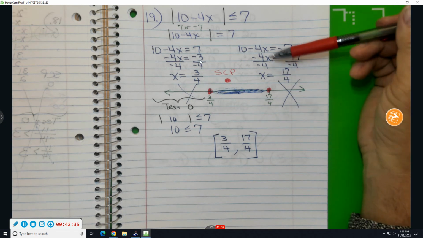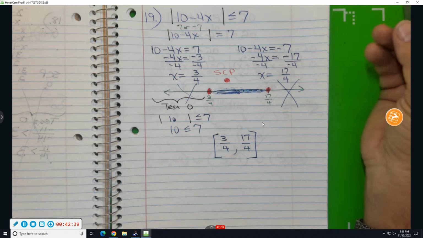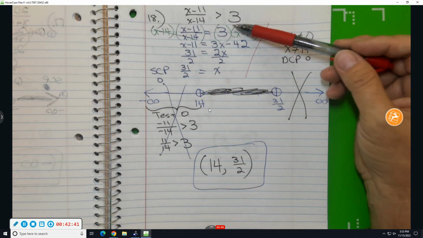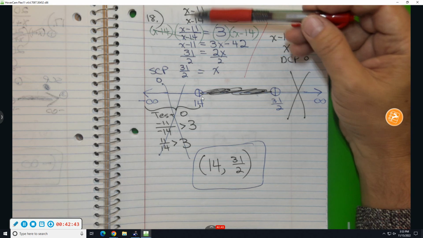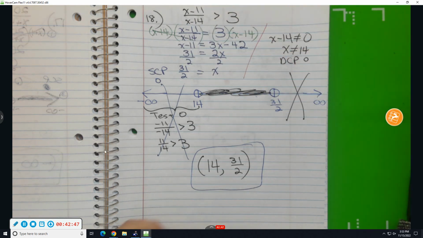Look at number 19. There were no x squares. There was nothing that you even had to factor. Number 18, the same way. Just x's. No time did we have to factor. Okay?